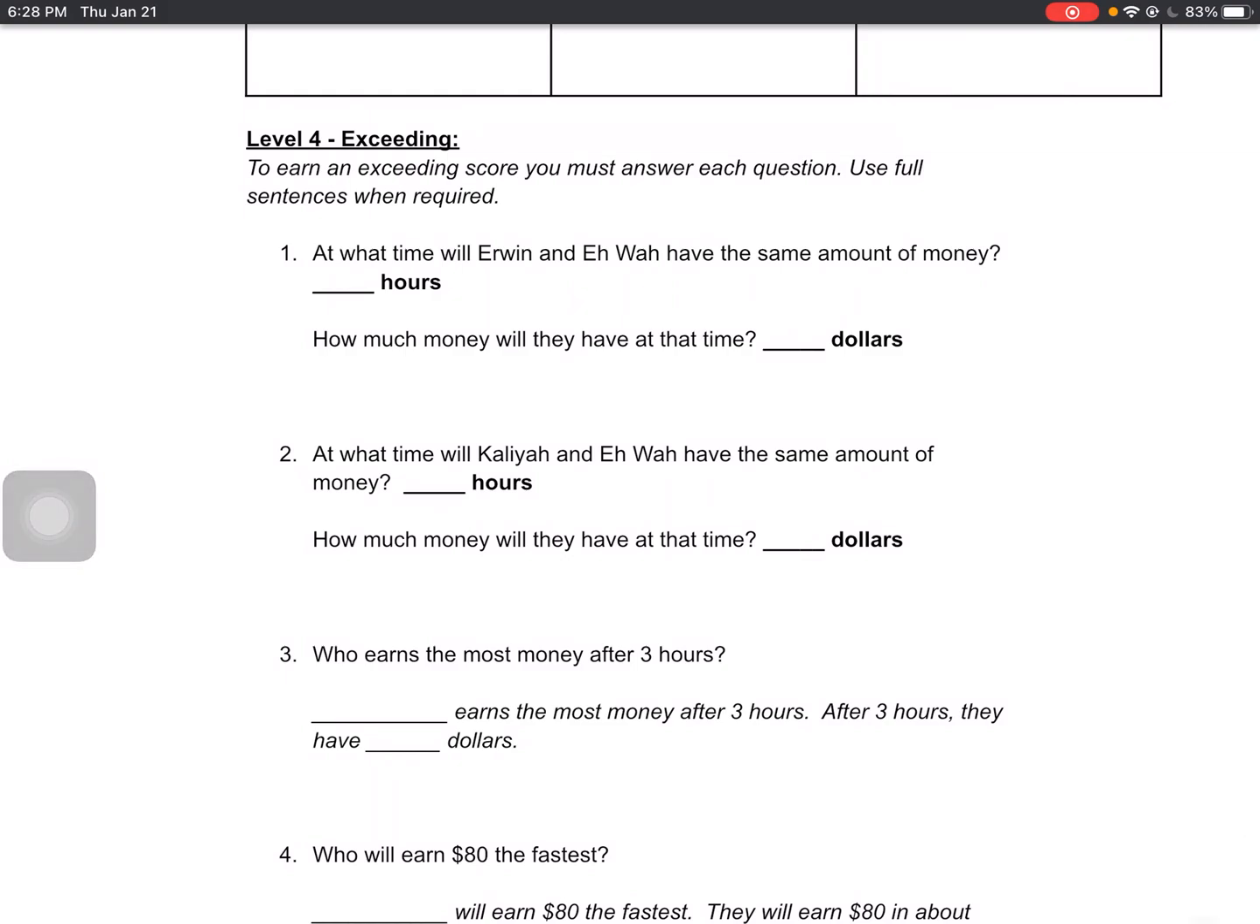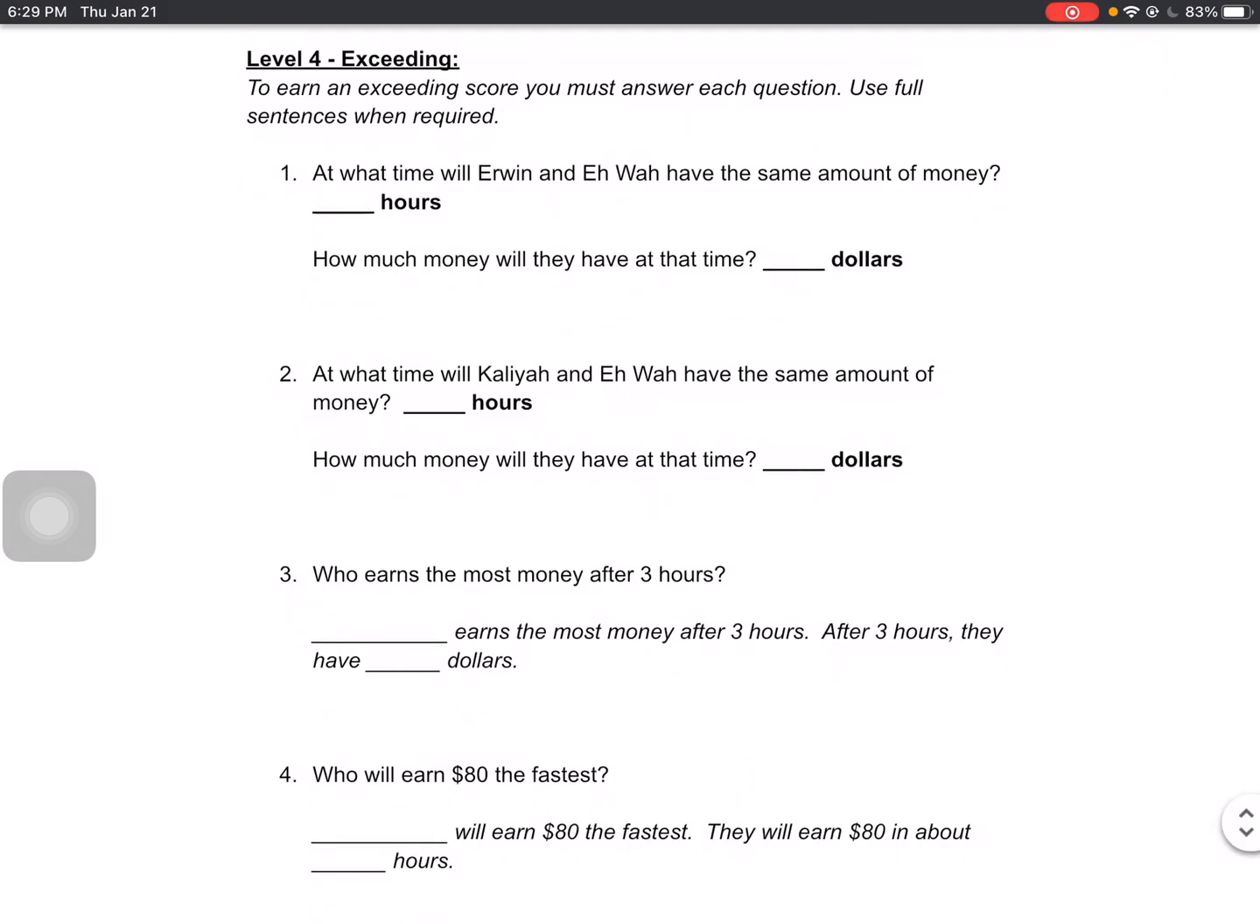Then, if you want to get a 4, which is an exceeding score, you are going to answer these questions. At what time will Erwin and Ewa have the same amount of money? Blank hours. How much money will they have at that time? Dollars. At what time will Kalia and Ewa have the same amount of money? Hours. And they will have dollars.